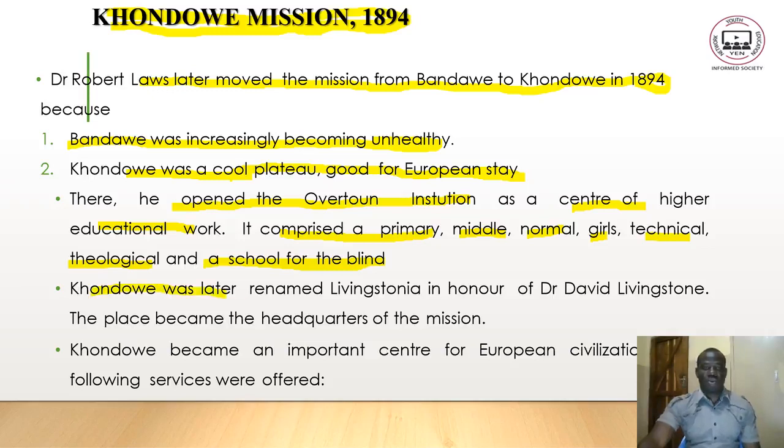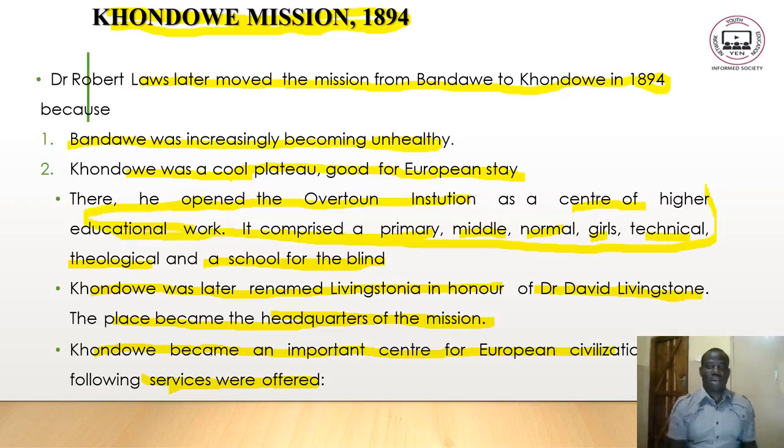And Kondowe was later renamed Livingstonia in honor of Dr. David Livingstone. So the place became the headquarters of the mission. They were operating from there as the headquarters, going into different areas, the Ngoni area and many other areas. So Kondowe became an important center for European civilization following the services that they offered. They opened a number of activities, and people were going there to learn a lot of skills.